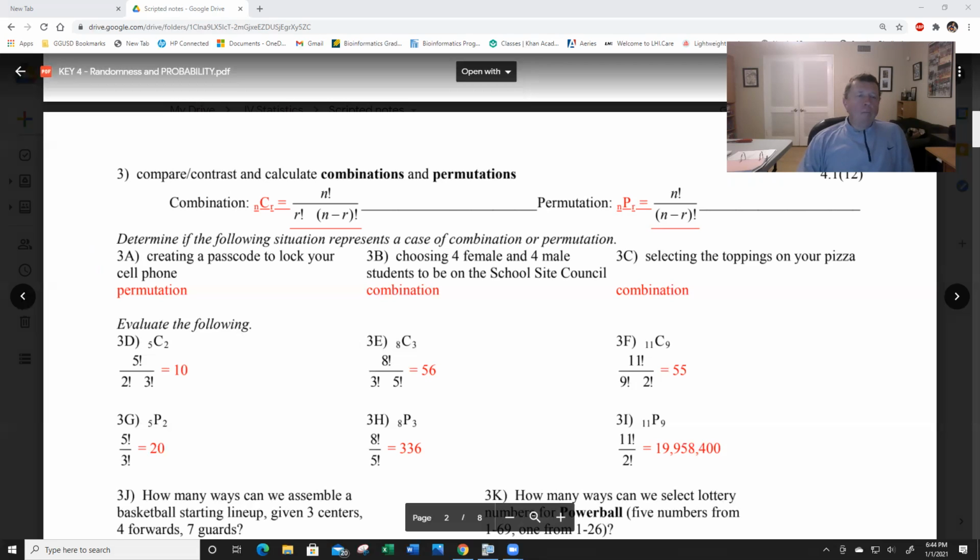All right. Now, there's a couple ways to do this. So we got 5 choose 2. I mean, this is the classic way to do it. Okay, this is the classic way.